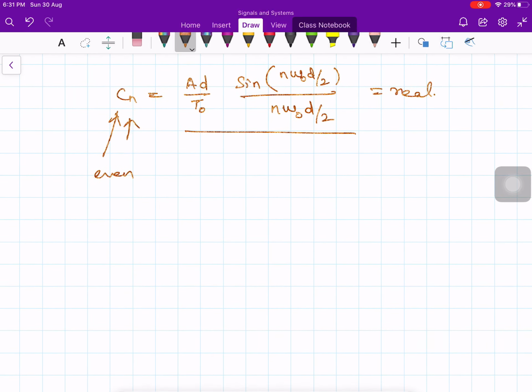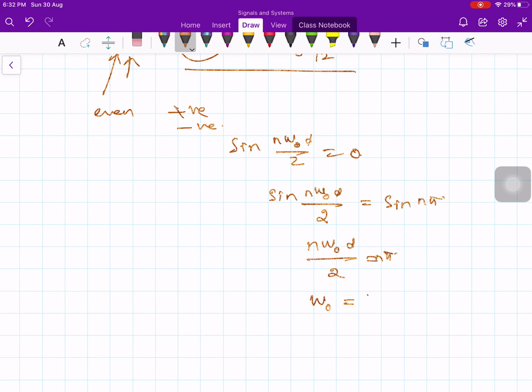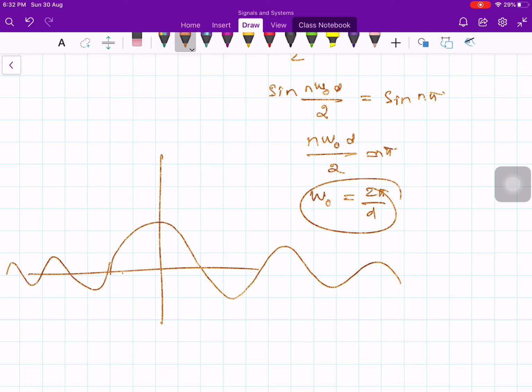So this function is either positive or negative. The height is equal to A d by t0, and the first zero occurs when sine of n omega naught d by 2 is equal to 0. That means sine of multiples of pi, so sine of n omega naught d by 2 is equal to sine of n pi. The sine will get cancelled, then n omega naught d by 2 is equal to pi. Therefore omega naught is equal to 2 pi by t, and that is the point where the spectrum crosses 0. So if you plot it, it looks like this. It keeps on reducing, then this point is omega naught, and this point is 2 omega naught, 3 omega naught, and so on and so forth, and this height is going to be A d by t0.